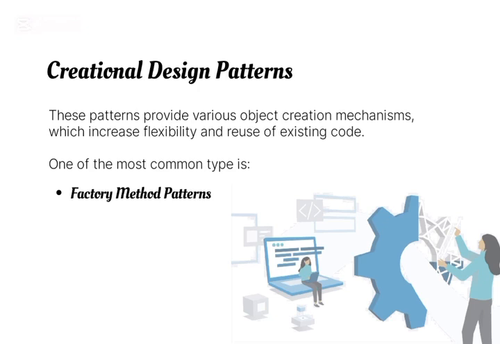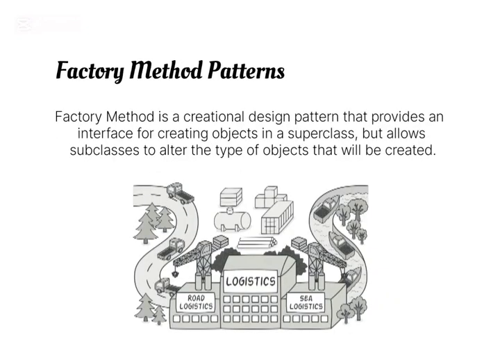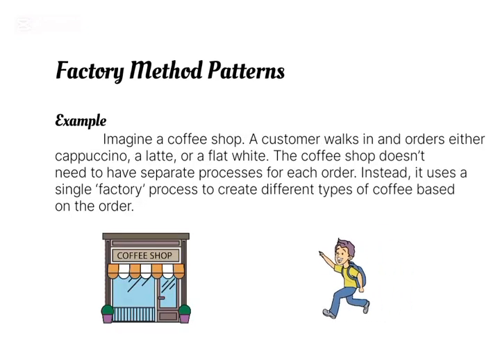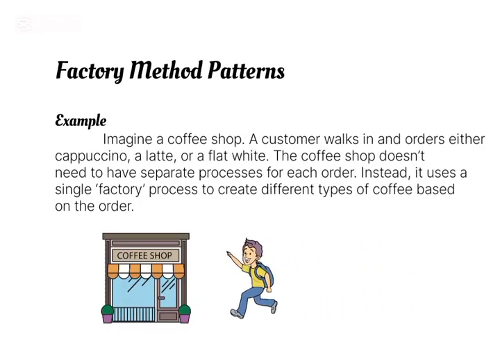And one of the most common types of creational design pattern is the factory method pattern. In this type of pattern, we have a superclass that allows different subclasses to decide what type of object is to be created. For example, if you are going to a coffee shop and you want a cappuccino or a flat white, from the same machine you're getting two different things. So from the same superclass you're getting two different subclasses based on your need. So this is how the factory method pattern works.